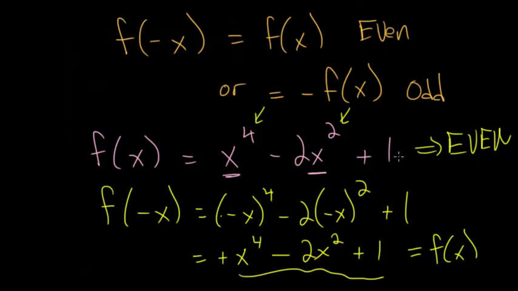Now, if I added in an odd term like 1x, then this would no longer be even. And in fact, it would have neither symmetry. So when you're combining even and odd terms, you end up not having any symmetry at all.